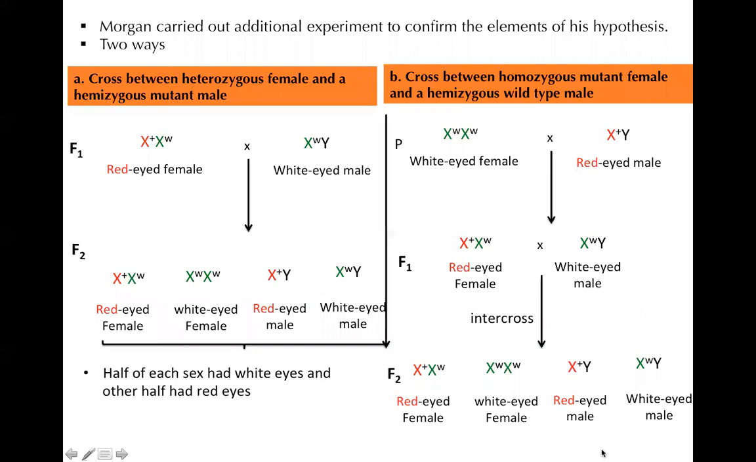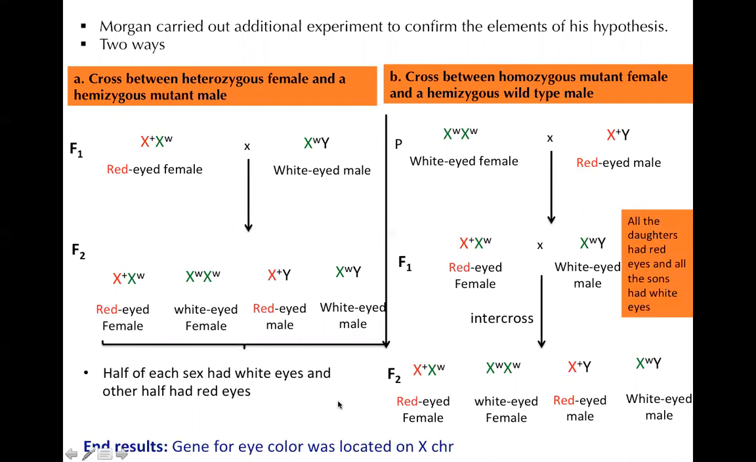So based on all these experiments and validation, T.H. Morgan concluded that the eye color gene is located on the X chromosome. This is a very, very important topic, the theory proposed by T.H. Morgan, to simply say that genes are located on chromosomes.